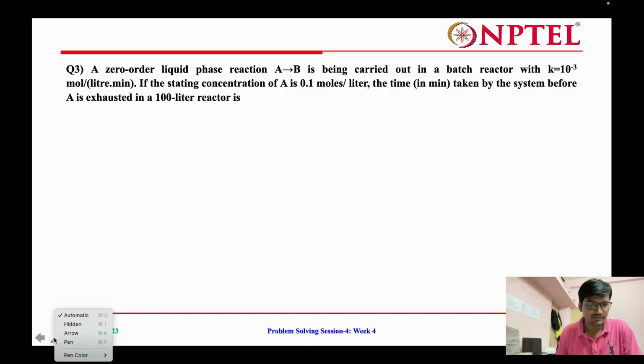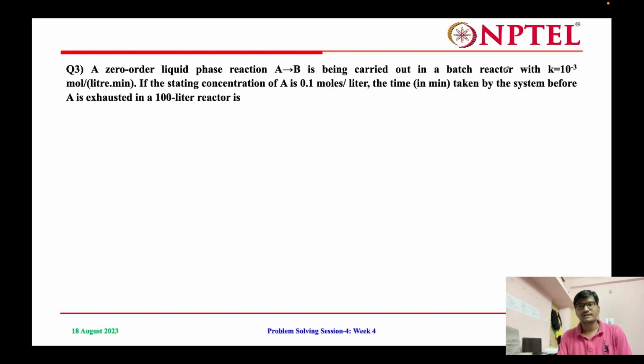Moving to question number 3. A zero order liquid phase reaction A gives B is being carried out in a batch reactor with k equal to 10 raised to the minus 3 mole per liter per minute. If the starting concentration of A is 0.1 moles per liter, what is the time in minutes taken by the system before A is exhausted in a 100 liter reactor? In this question, the given rate constant units mean zero order reaction, and the reaction is A gives B in a batch reactor. We have to calculate how much time is required for total conversion.